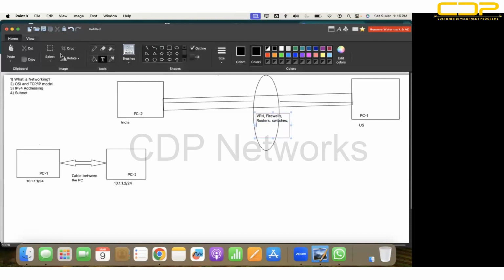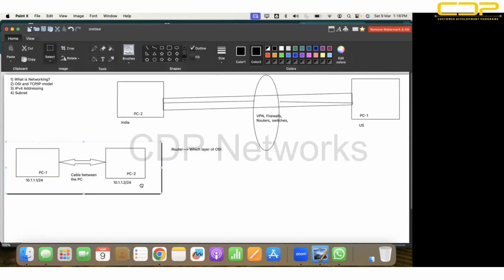So let me ask you a simple question. Do you know the OSI model? Suppose you have a router. Which layer does a router fall in? Layer three. So for OSI, it's the network layer. What about the TCP/IP model? Session and presentation are combined into the application layer.